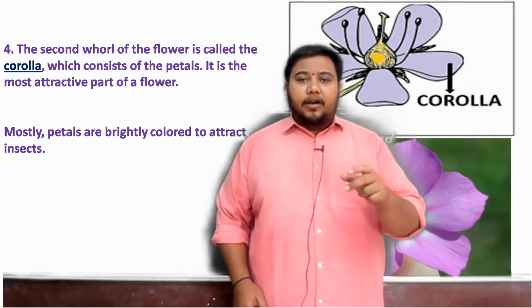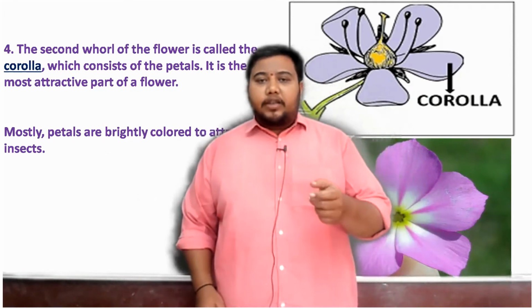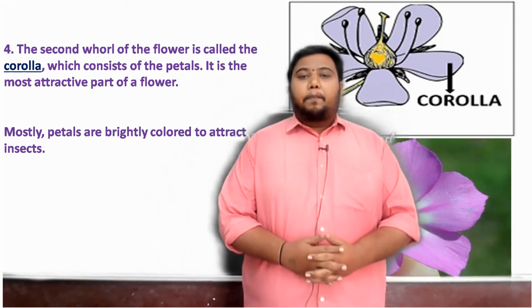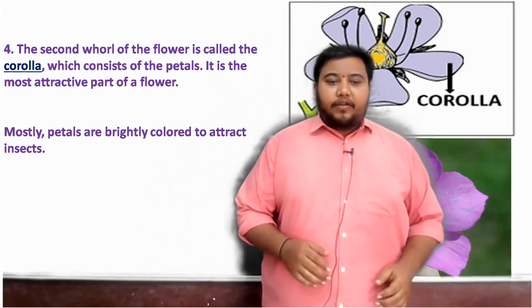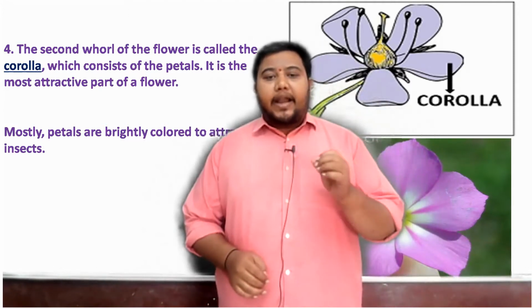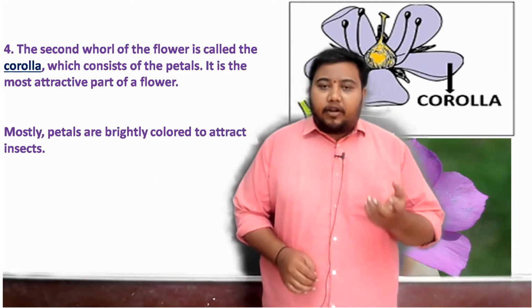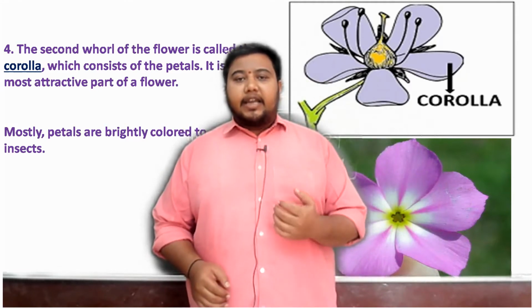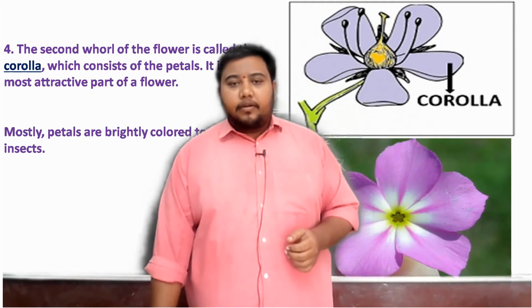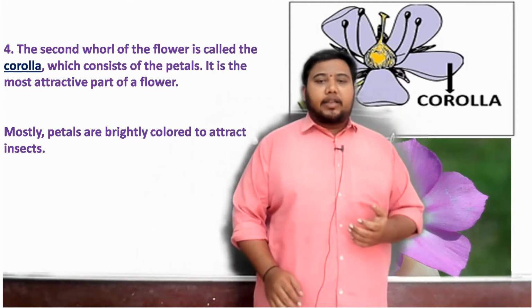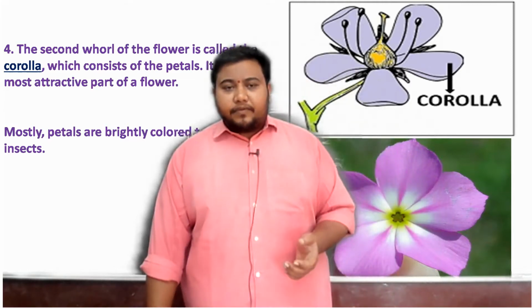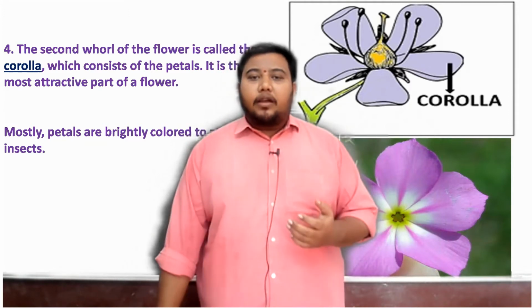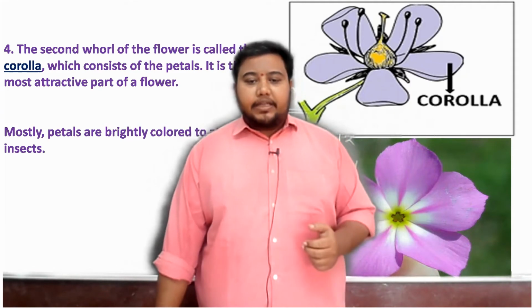It is the second whorl, or second layer, of the flower, which consists of petals, and it is the most attractive part of the flower. Mostly petals are brightly colored, and for that purpose they attract insects and bees towards themselves. Not only insects, but birds are also attracted. Even humans, especially ladies, are attracted towards these petals.